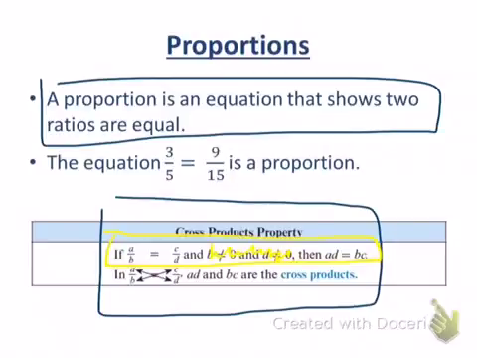All right. Now, what this means is that we can use cross products to undo proportions, to solve equations. If we have a proportion, we can use cross products to solve it. And you should. It's the easiest way to do it. All right? Has everybody got that written? A times D equals B times C.